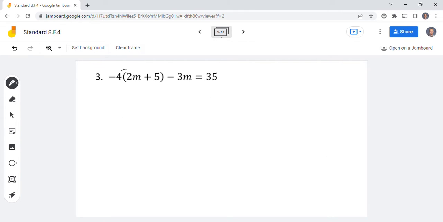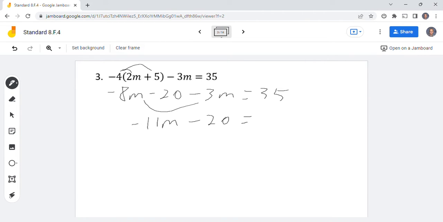Question number 3, we're going to distribute again on this side. Negative 4 times 2m is negative 8m. Negative 4 times 5 is negative 20. Still have that minus 3m. And a 35 over on this other side. These two are like terms. That gives us a negative 11m. Still have the negative 20 and the 35.